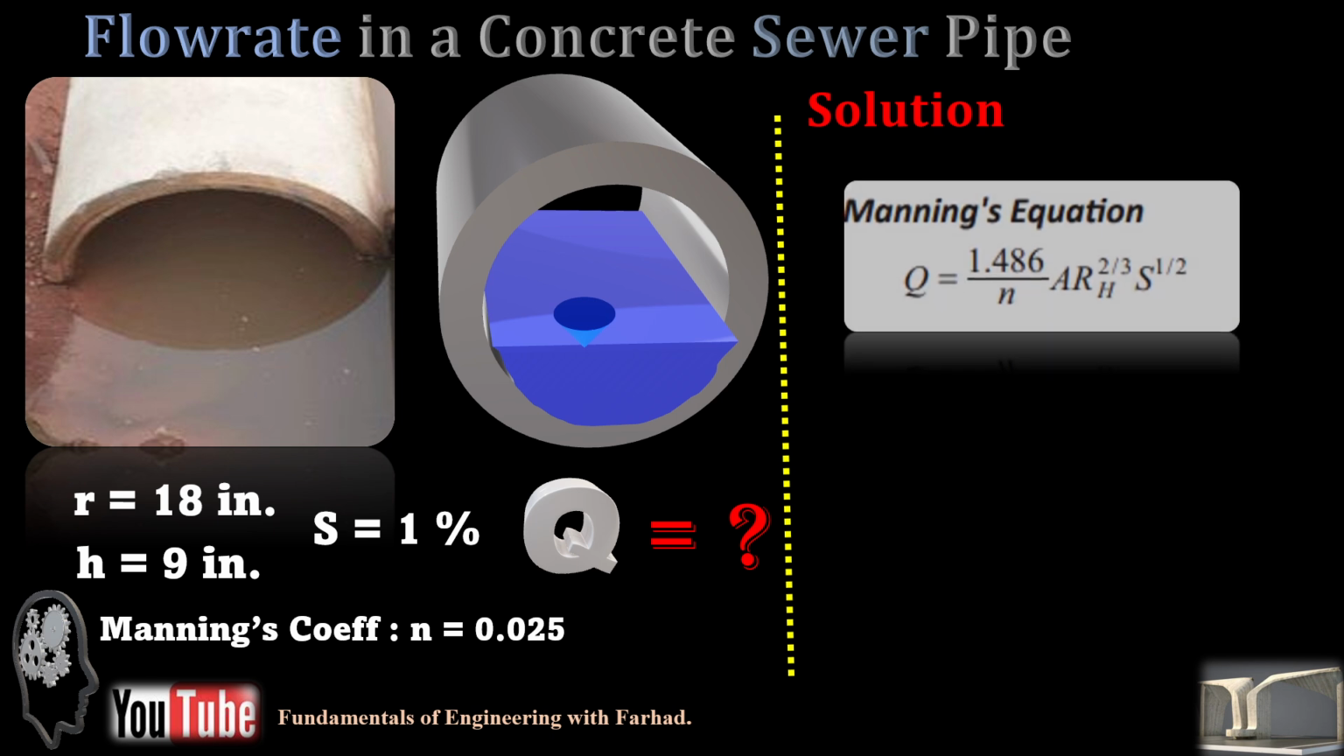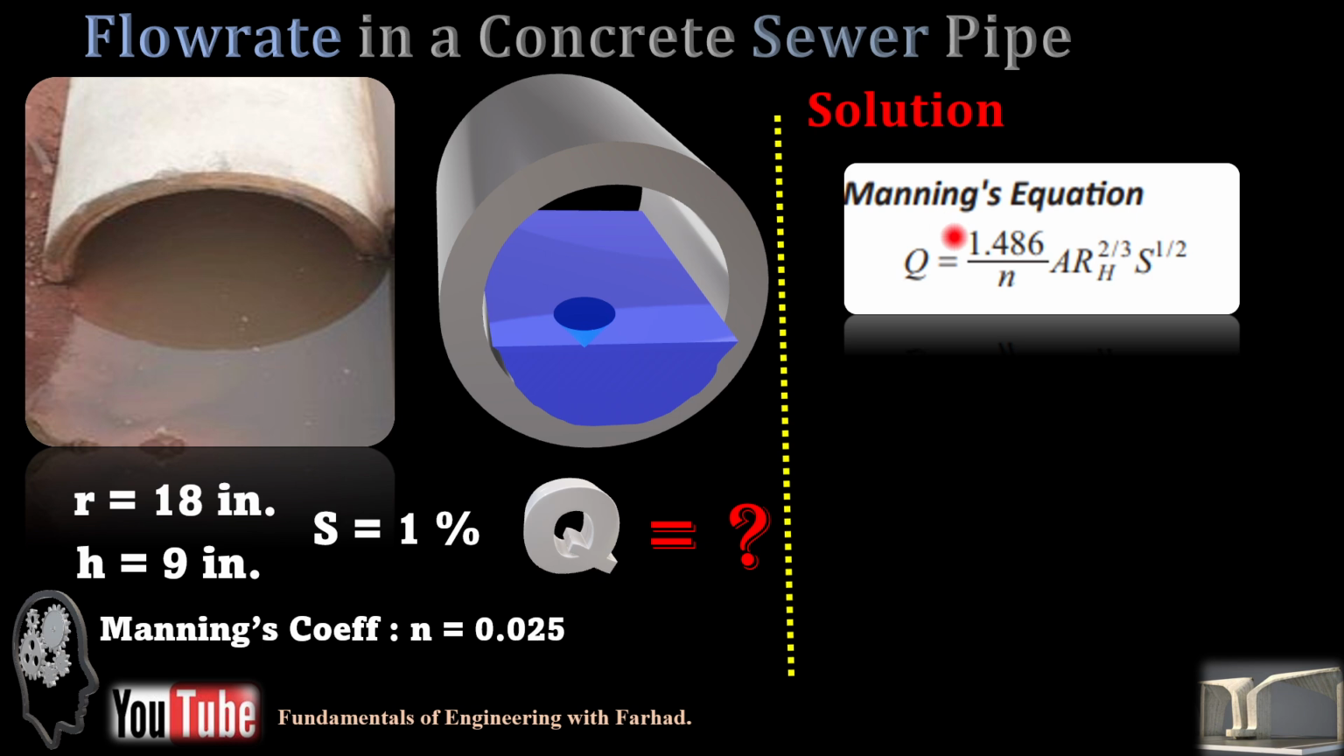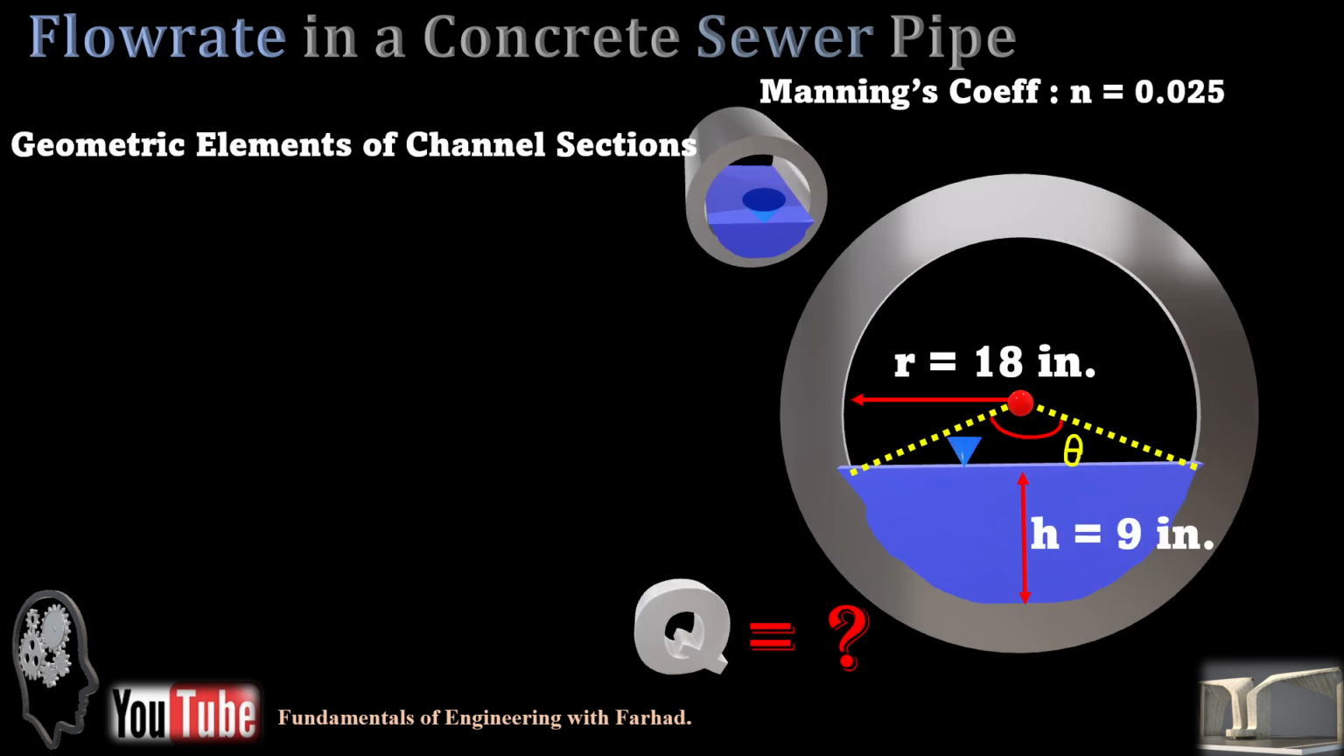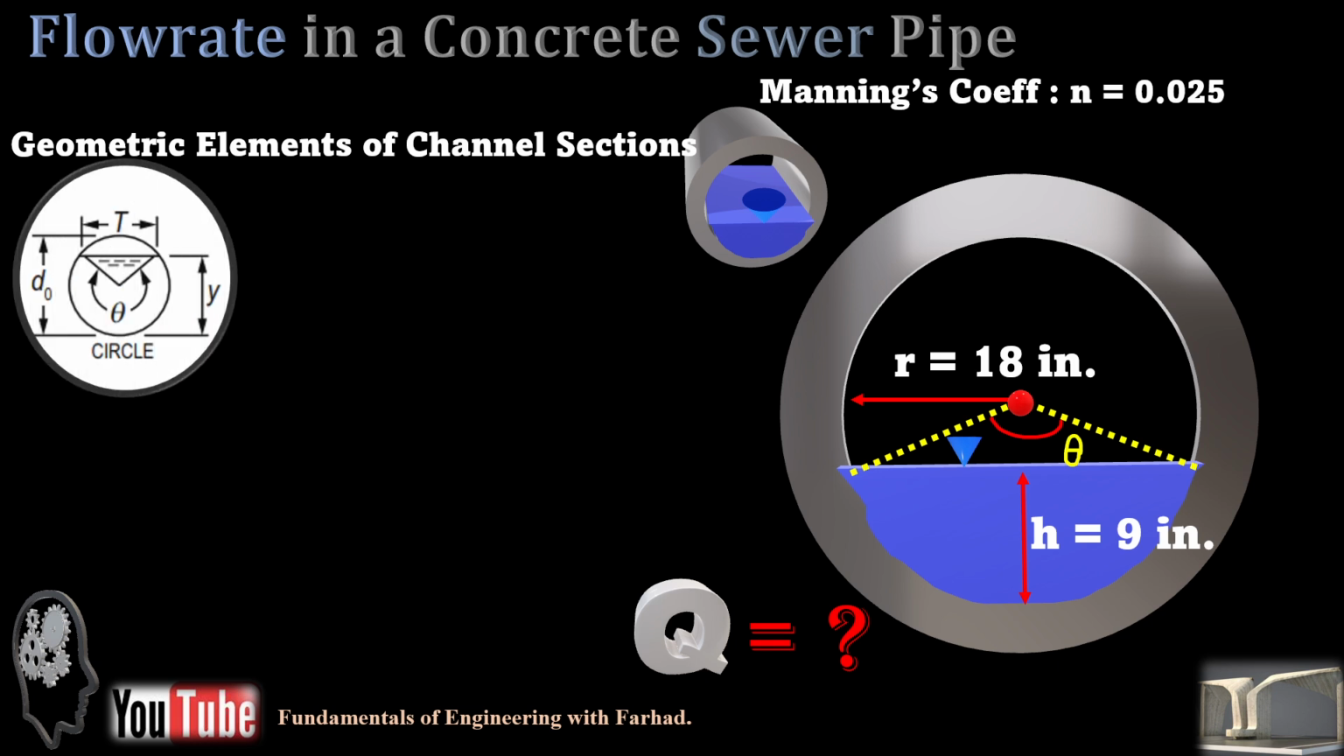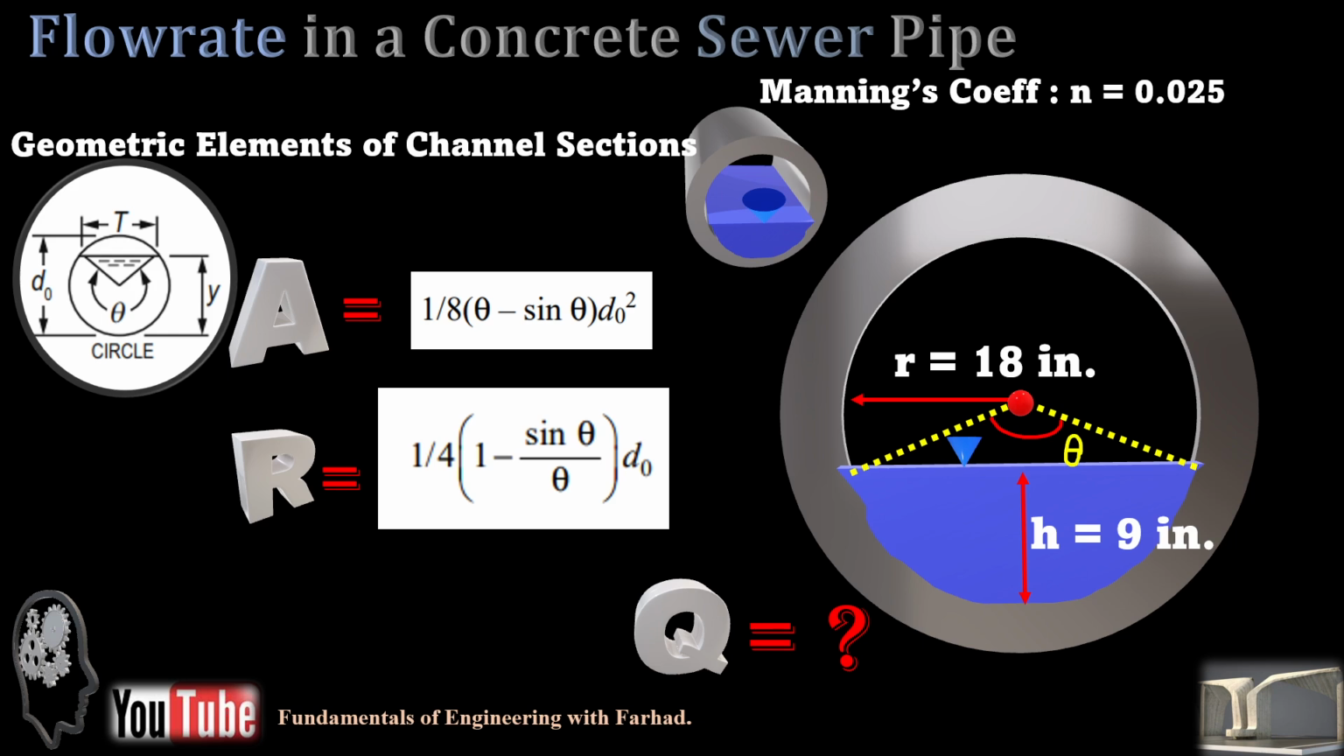Based on Manning's equation, Q is equal to 1.486 over Manning's coefficient times area times hydraulic radius to the power of 2/3 times longitudinal slope to the power of one half. So we need to calculate the area of the sewer and also the hydraulic radius first. To do so, we can use any geometric element of channel sections guideline, and it gives us the area and the hydraulic radius. Area comes from this equation, and hydraulic radius is calculated based on the equation below.